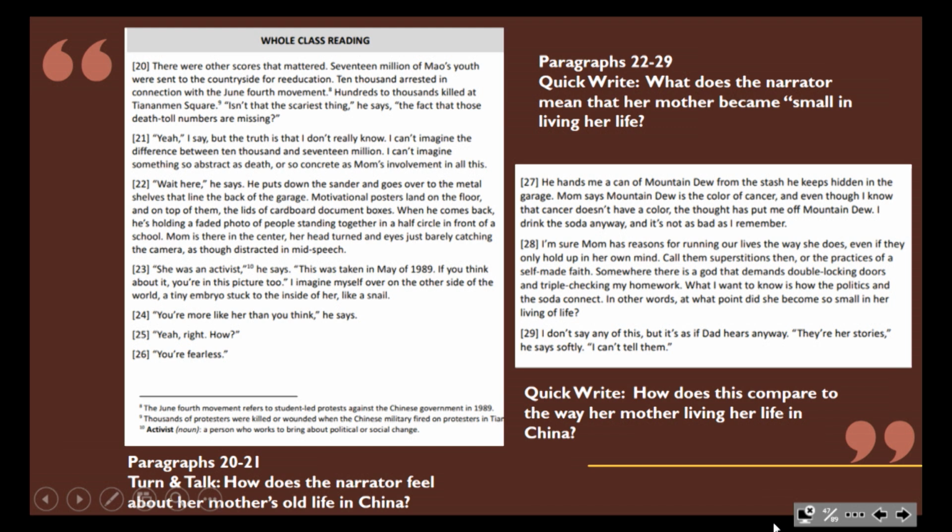There were other scores that mattered. 17 million of Mao's youth were sent to the countryside for re-education. 10,000 arrested in connection with the June 4th movement. Hundreds to thousands killed at Tiananmen Square. Isn't that the scariest thing, he says? The fact that those death toll numbers are missing? Yeah, I say, but the truth is that I don't really know. I can't imagine the difference between 10,000 and 17 million. I can't imagine something so abstract as death or so concrete as Mom's involvement in all of this.